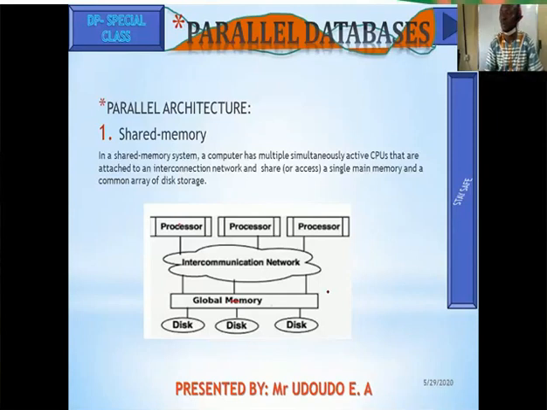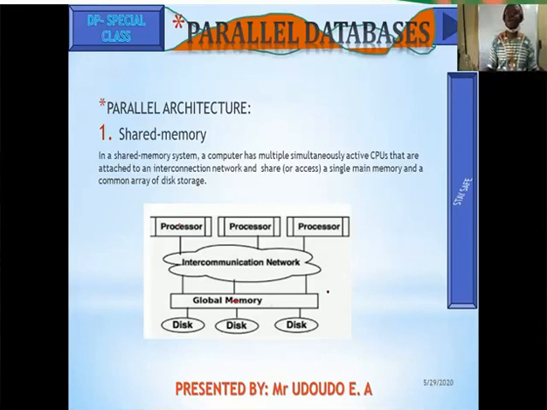From the memory, the disks can also be connected to it. So what are we saying here? 1, various CPUs are connected to a common memory through a common interface known as the interconnected network. And of course, through the common memory, you can access the various disks.